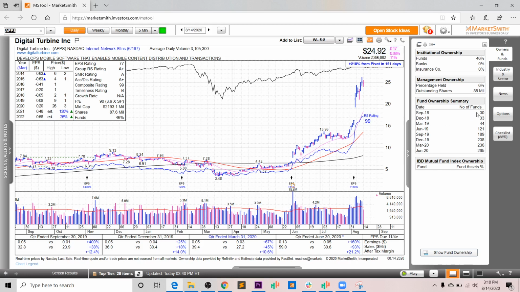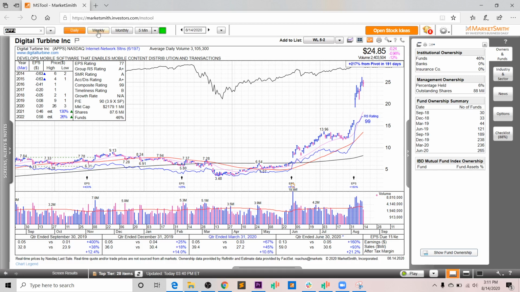And looking at the fund ownership, you can see an increasing trend over the past 2 years, but you do not have any high-quality funds investing into this company as of yet. And looking at the chart, you can see that the RS rating is a very strong 99. The RS line is right near all-time highs, and overall, it just had a big gap up on volume, up 30% after a stellar earnings report, and right now it's just drifting higher.